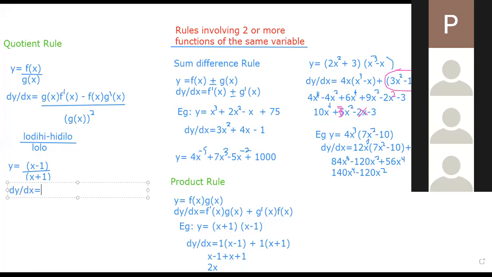So dy/dx is equal to, it says what? Maintain the lower function, which is x plus 1. Differentiate the higher function, if I differentiate the higher function, I get 1. Minus, maintain the higher function, which is x minus 1. Differentiate the lower function, I get 1. All over the lower function squared.